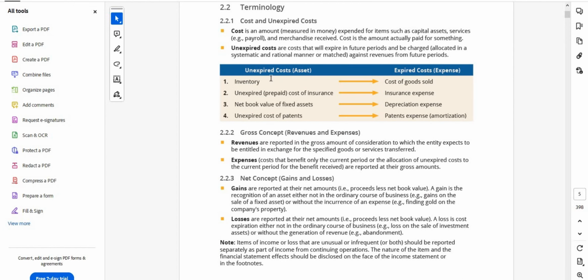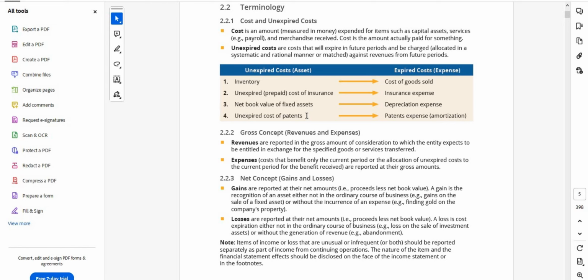Unexpired cost assets. These are examples of unexpired cost, and these are examples of expired cost. Unexpired costs include inventory, unexpired cost of insurance, net book value of assets, and unexpired cost of patents. What is a patent? A patent is like a royalty.